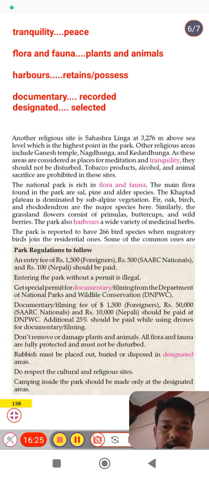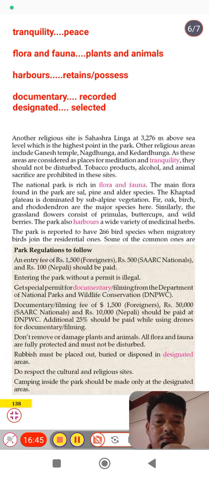An additional 25% should be paid while using a drone for documentary filming. So if they want to use a drone for their documentary filming, they have to pay an extra 25%. Except for these charges, 25 percent extra will be added to the fee. So this is all about the charges and entry fee.